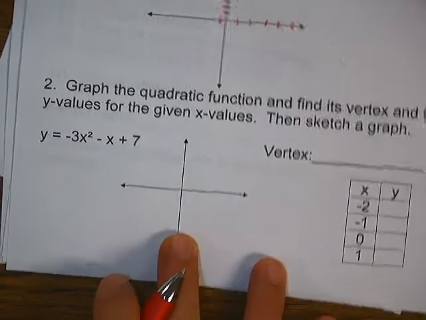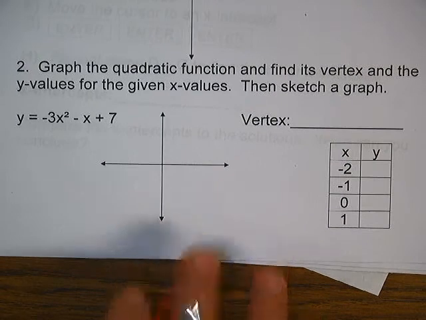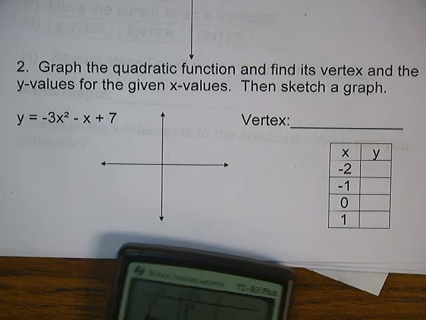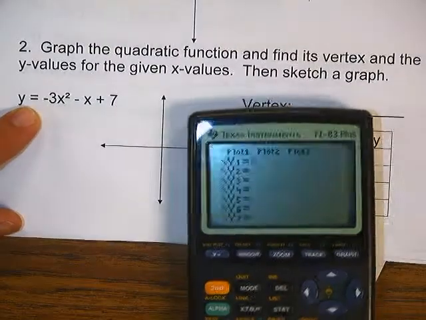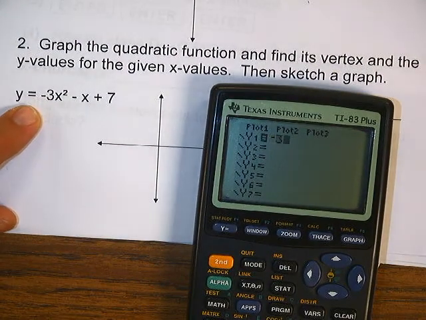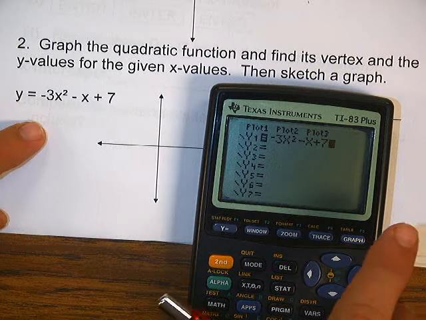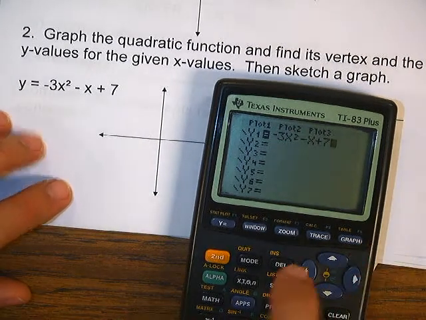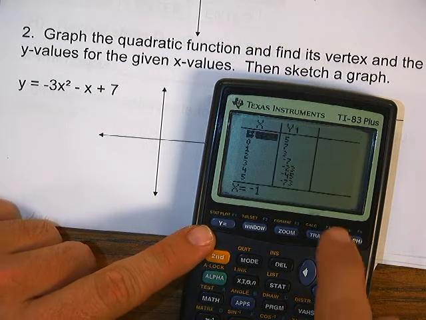Okay, let's go through this again. We're graphing the function, finding the vertex and the y value for the given x values, and then sketching the graph. Okay, go to y equals. Okay, let's put this equation in my y equals. So I have -3x squared minus x plus 7. Okay. Now, to find the vertex, once again, second, or if you want to, you can go ahead and graph it.